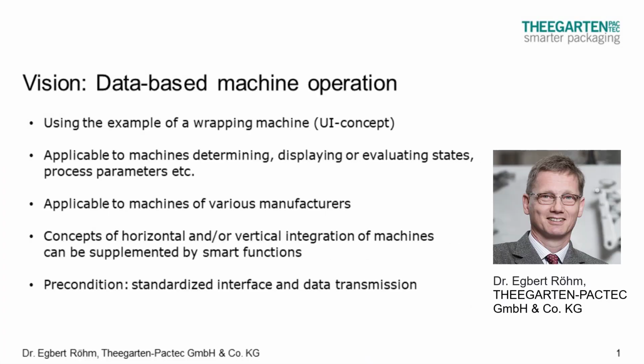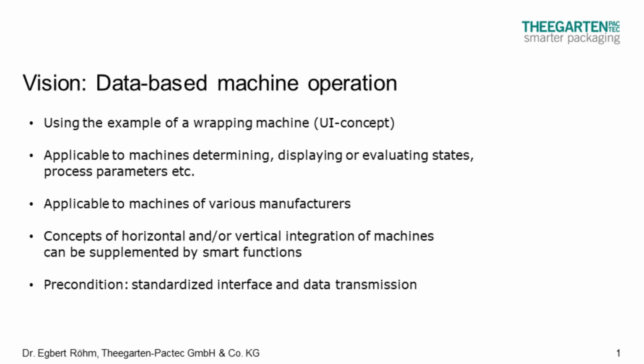Data-based machine operation is the vision that drives us. Using the example of a packaging machine, I would like to show how future operating concepts can be developed on the basis of the shown connection of the machines. In principle, such concepts are conceivable for every machine in a process and packaging line. The prerequisite for a modern operating concept is the ability of the machine to recognize and display certain events on its user interface, for example, process faults or critical states.